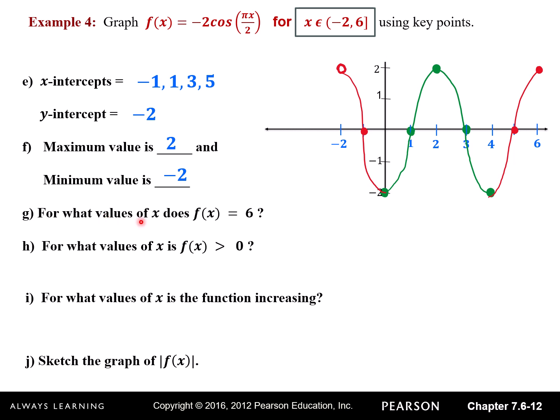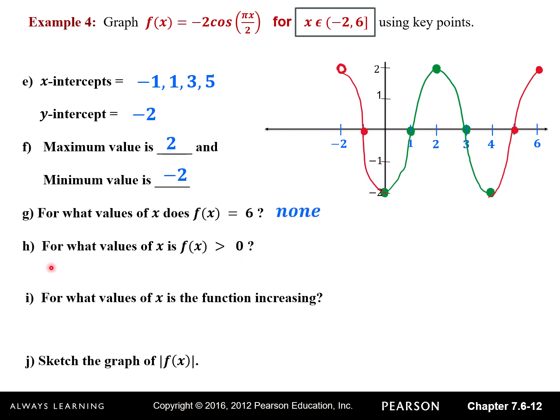For what values of x does f of x equal 6? f of x equal to 6 is y equal to 6. It's a horizontal line over here. And this horizontal line will never intersect this graph. So that's why this is none.